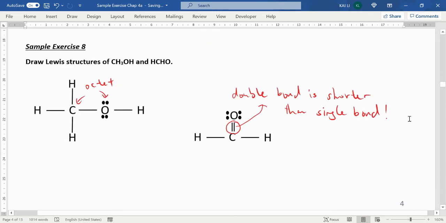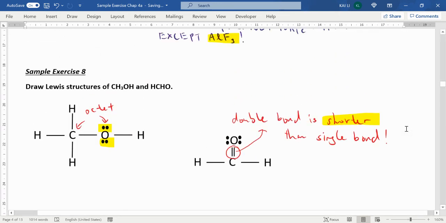Now, this one is for organic molecules. Draw the Lewis structure. Carbon must have 4 bonds to achieve octet. So does oxygen. So remember, for oxygen, the balance electrons you put as lone pairs, you must show them. Another one is, you must show the difference between a double bond and a single bond. A double bond is shorter than a single bond. Okay, so that's all for this part.